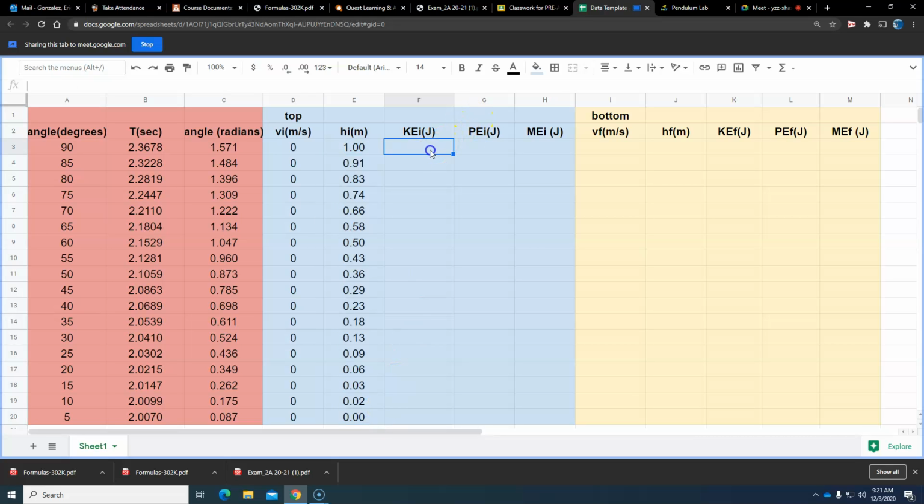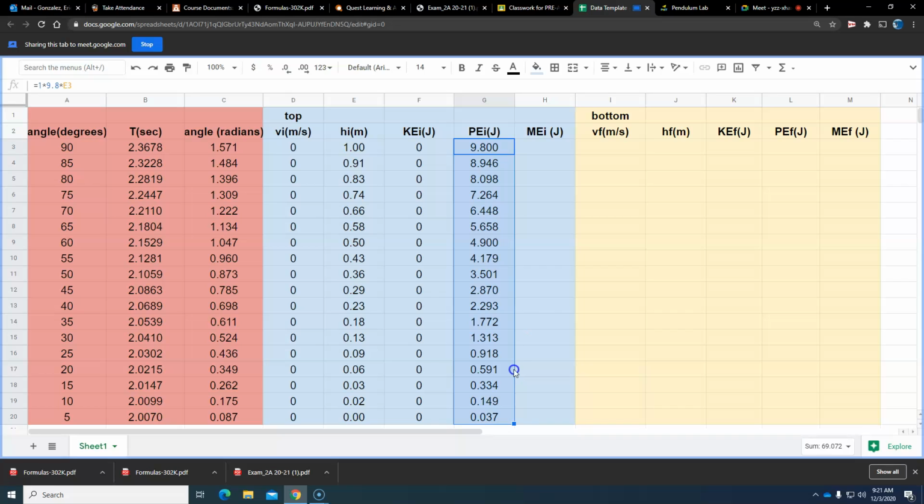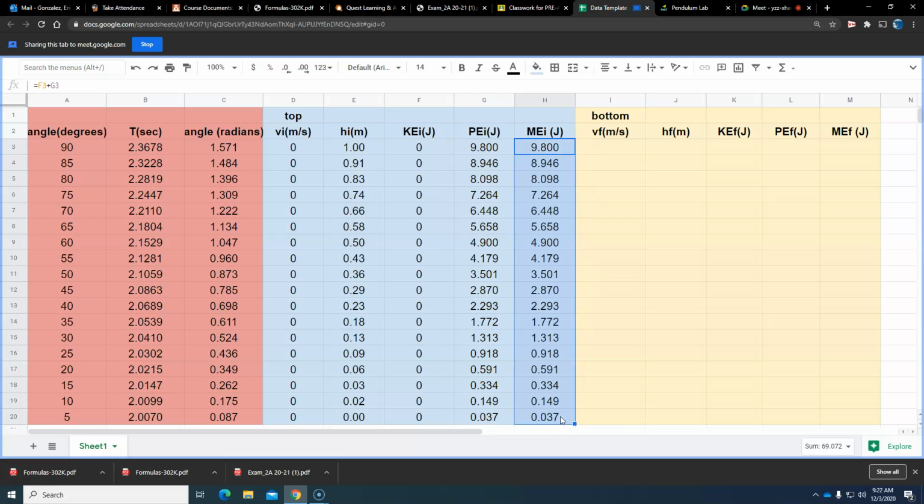Then the kinetic energy is 0 because the initial velocity is 0. So the initial kinetic energy is 0 because it's 1/2 mass times the square of the velocity. And the potential energy is the mass, that is 1 kilo, times 9.8, the acceleration of gravity, times the height. And these are the potential energy. And mechanical, as I said, is the sum, so it's kinetic plus potential. Because the kinetic is 0, the mechanical energy at the top position, at the release position, is just potential energy.